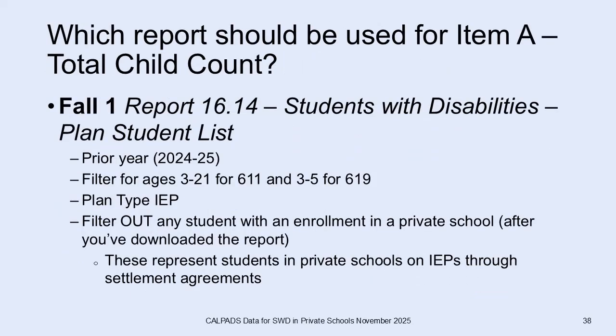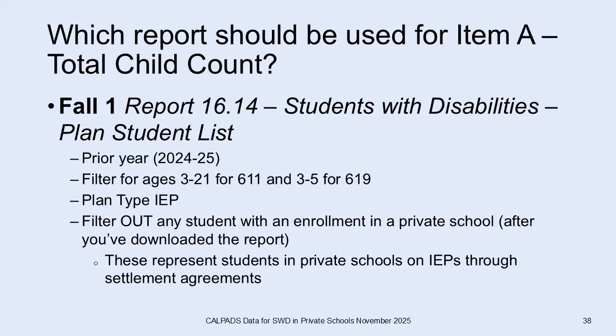All right, so which report should you use in CALPADS for item A, which is your total child count? This one's easy, folks. Report 1614. This is your Students with Disabilities Plan student list. Okay, it's your Fall 1 report, your certified child count.